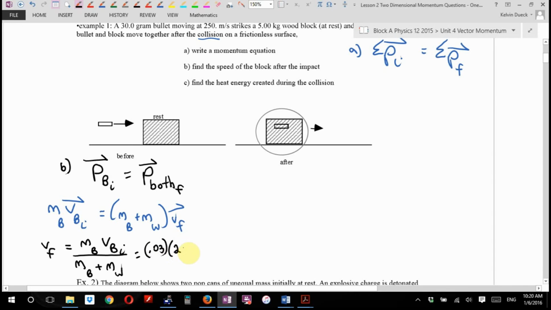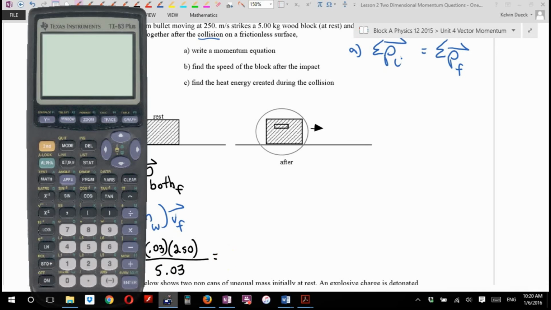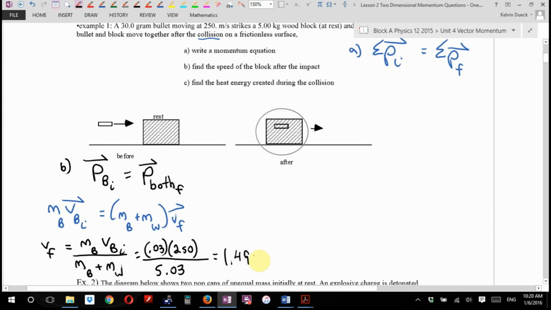Speed of the bullet, this one's not going very fast. It's not even going faster than sound. Divided by, what was the mass of the wood? You know what? I'm going to add these together in my head. 5.03. Is that okay? What's V final? 1.491, I'll go 1.49 meters per second? Okay. So there's B.